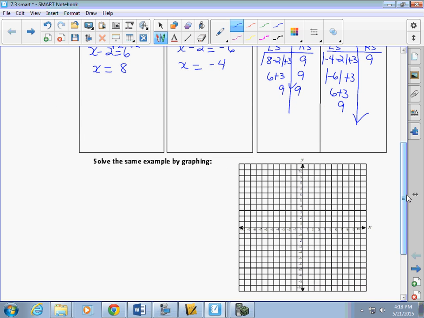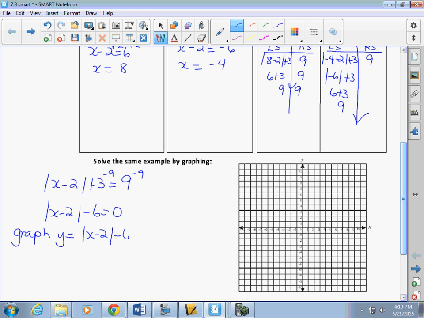We could solve this as well by graphing the equation. If I started with the absolute value of x minus 2 plus 3 is equal to 9, and what you did in the other sections, we put it in that APQ formula. That means I would bring my 9 over. So I would have the absolute value of x minus 2 minus 6 is equal to 0. Then what we want to do is graph y is equal to the absolute value of x minus 2 minus 6.